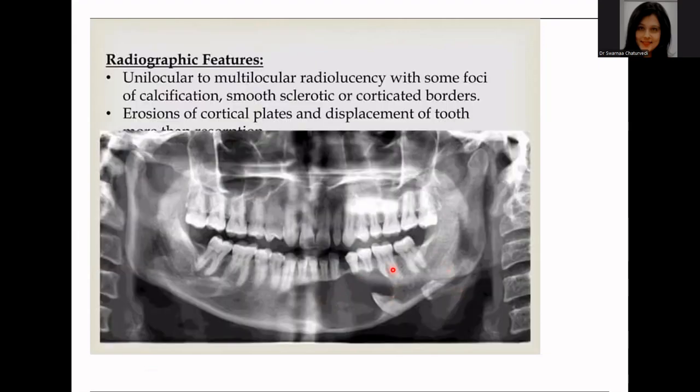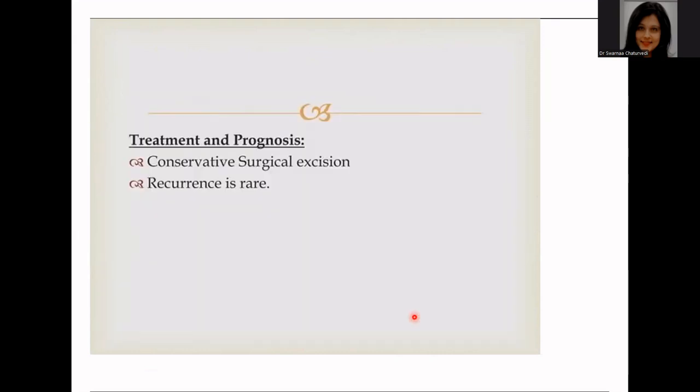If we look radiographically, there will be unilocular or multilocular radiolucency with some foci of calcification, a smooth sclerotic or corticated border, and there will be erosion of the cortical plate and displacement of the tooth. Treatment indicated is conservative surgical excision, and recurrence is rare.